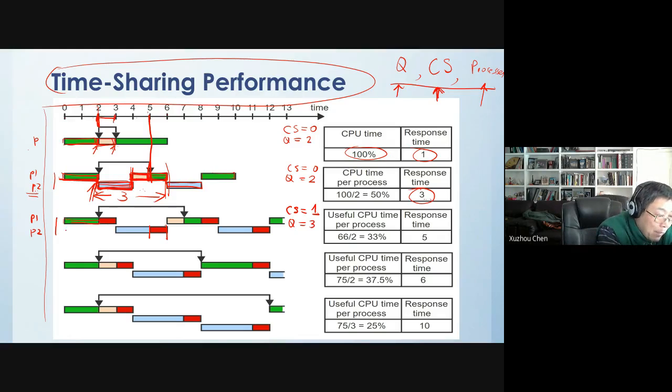Oh, I'm sorry, the time quantum is still 2. Yes, the time quantum is still 2. So process 1 runs for 2 time units. That's the time quantum. And then there is a context switching time of 1 time unit. So even though the time quantum is 2, process 2 still waited until time 3, because it's the time quantum plus the context switching time. And then process 2 runs for another 2 time units. That's the time quantum.